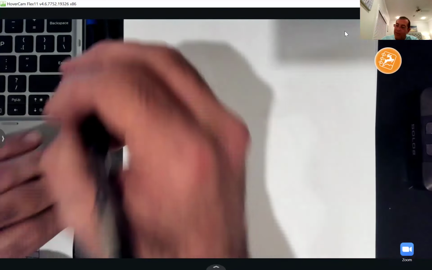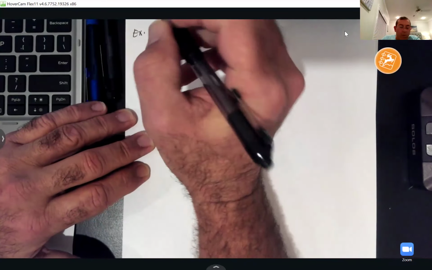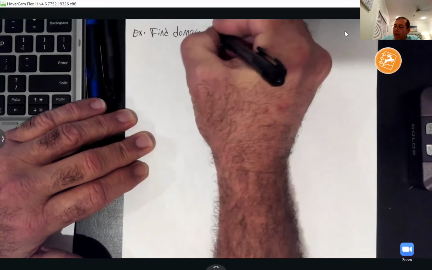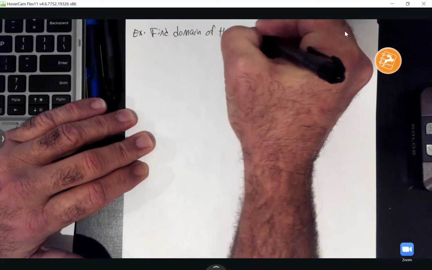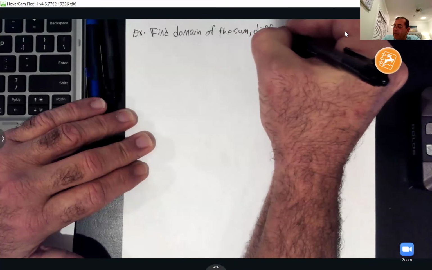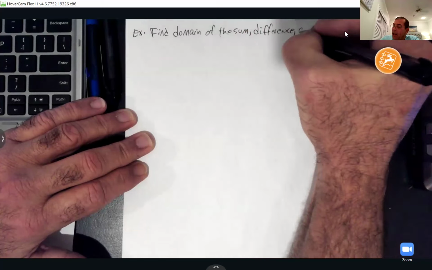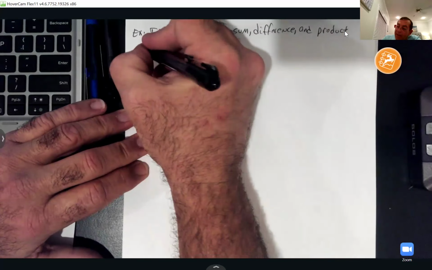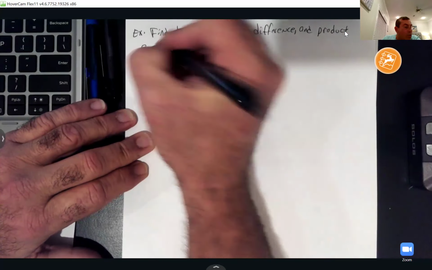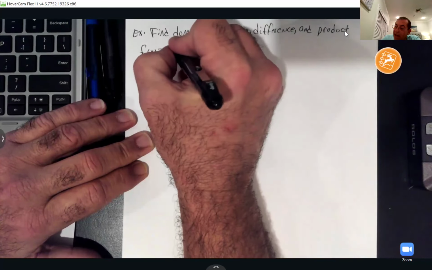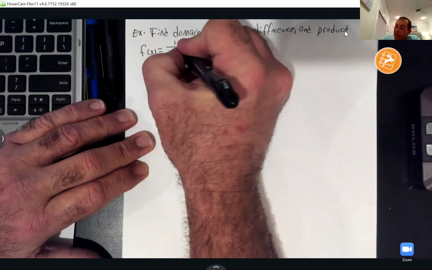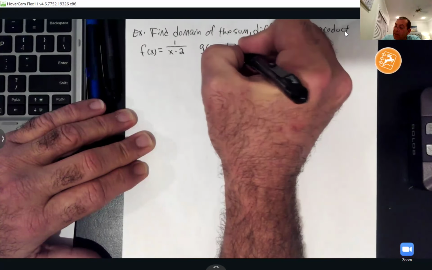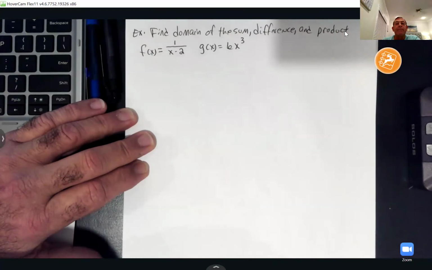All right, y'all. So here we go. Same thing. We're going to find our domain of the sum, difference, and product. Now my f of x is now going to be 1 divided by x minus 2. G of x will equal 6x to the third.